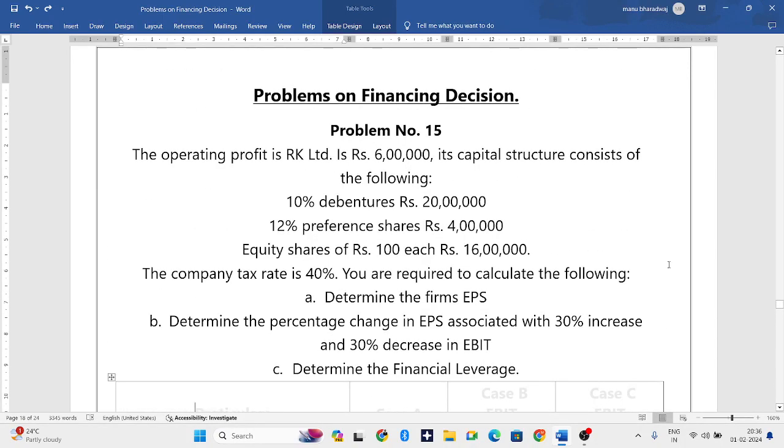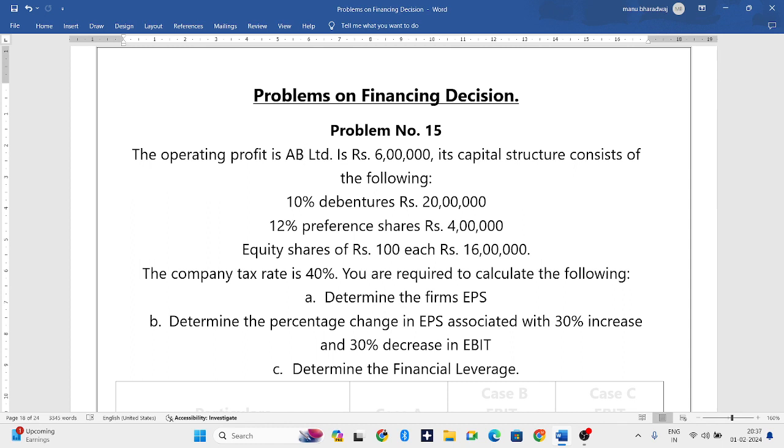In this particular video, we'll solve one more problem related to financing decision, section C problem. The operating profit, also known as EBIT, of AB Limited is 6 lakh rupees. 6 lakh rupees is the EBIT.